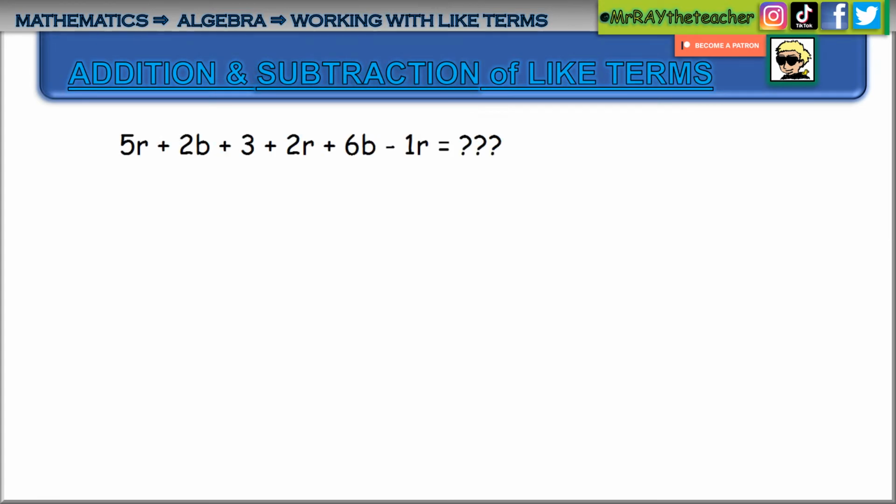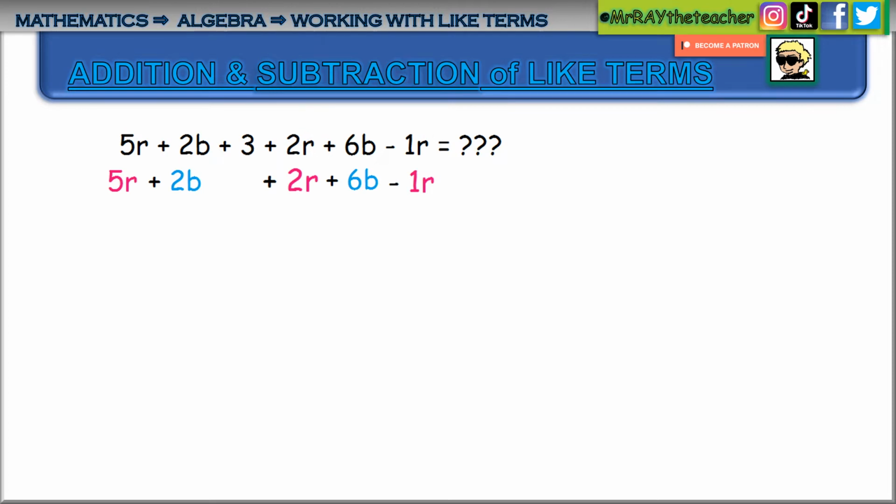So, addition and subtraction of like terms. We've got 5r plus 2b plus 3 plus 2r plus 6b minus 1r. What does that equal? You're probably wigging out right now, thinking, wait, this is math, why have we got letters? If that is really freaking you out, don't, because here's how we deal with them. Let's first think of them as colors.